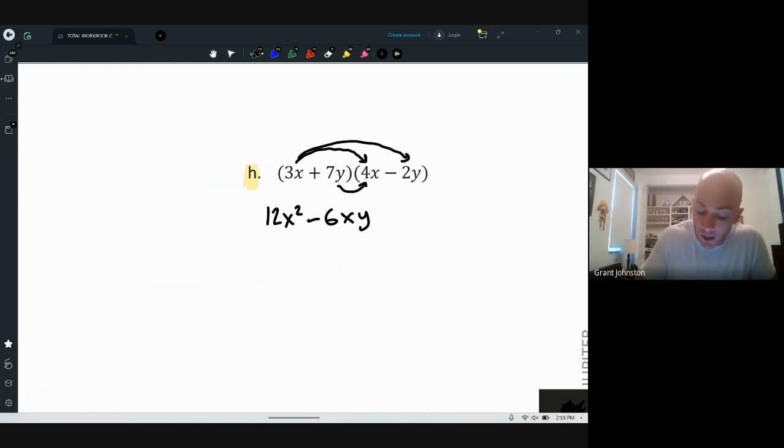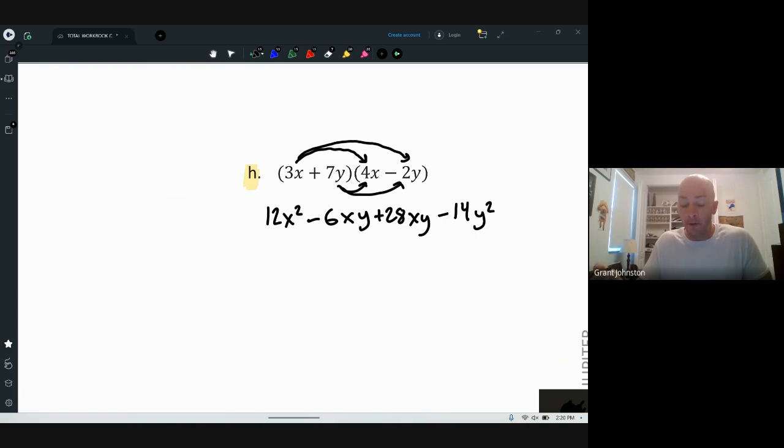Same thing here. When I do 7y times 4x, 7 times 4 is 28. But again, we have an x and a y. Those don't combine or anything. So I'm just going to write xy. And then the 7y times the negative 2y would be negative 14. And then a y times a y would be y to the second, y squared.